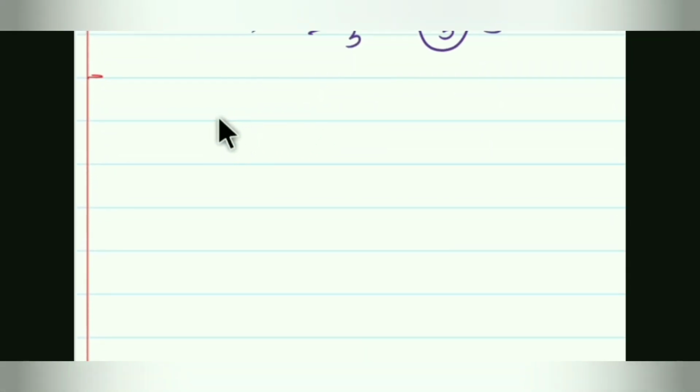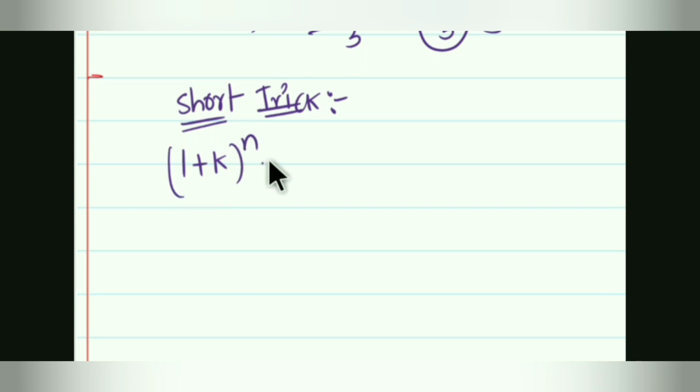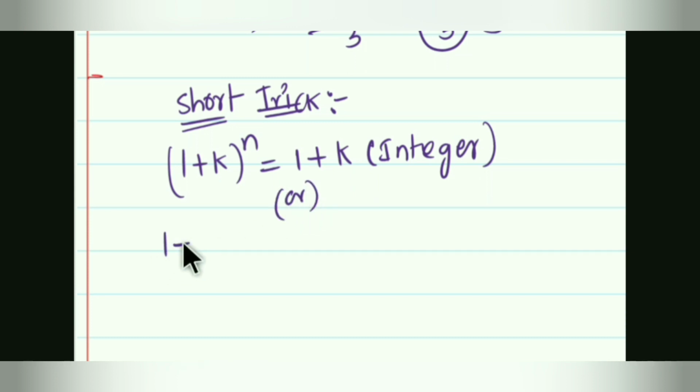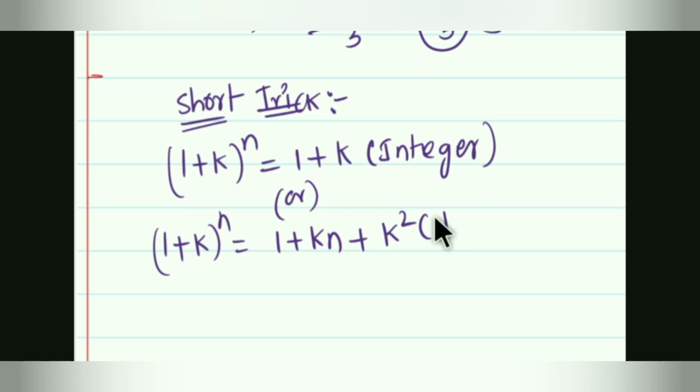Okay, so the next thing is, to solve the problems of remainder, we have some shortcut tricks here. First one is one concept. Next, a short trick I am going to explain, and remember this short trick everybody. The short trick is, if you have 1 plus k to the power n, we can write this as 1 plus k into integer. Or one more also, 1 plus k to the power n can also be written as 1 plus k into n plus k square into integer.